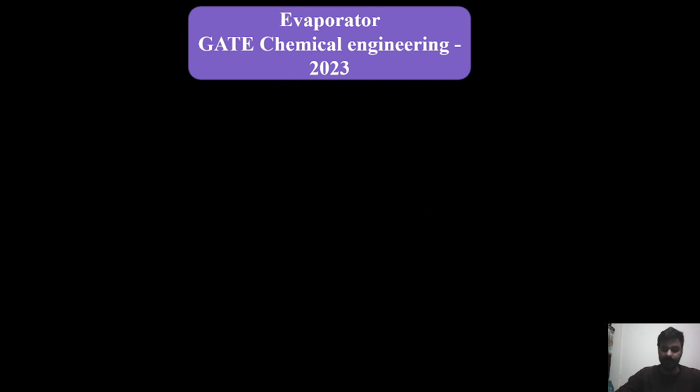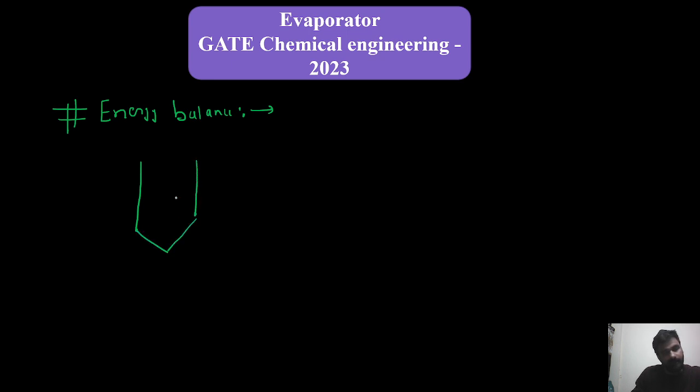Now I will come to the energy balance, right? It's also a very important thing. Most of the time, you will get the numerical on the energy balance in the GATE examination. So it's very important that you understand the energy balance equation. So if this is our evaporator, right? Mostly the energy balance is also connected to the material balance. You'll have to use that material balance concept over here.